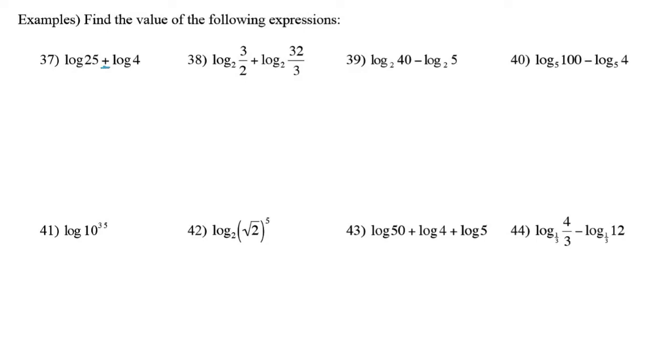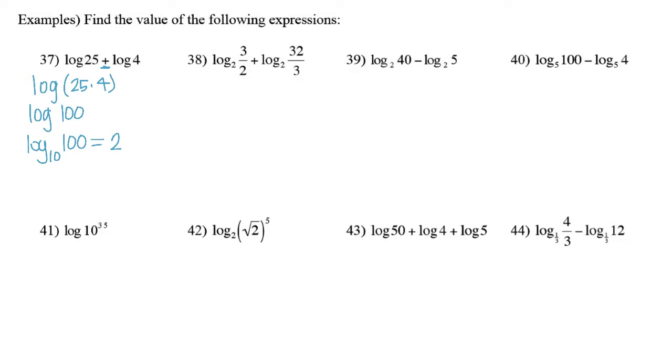So if I have a logarithm that is separated with addition, we can always condense that to be multiplication. And so I have log 25 times 4, which is going to be log 100. And again, since our base is not written, we are going to assume that it is 10, and log base 10 of 100 is 2.